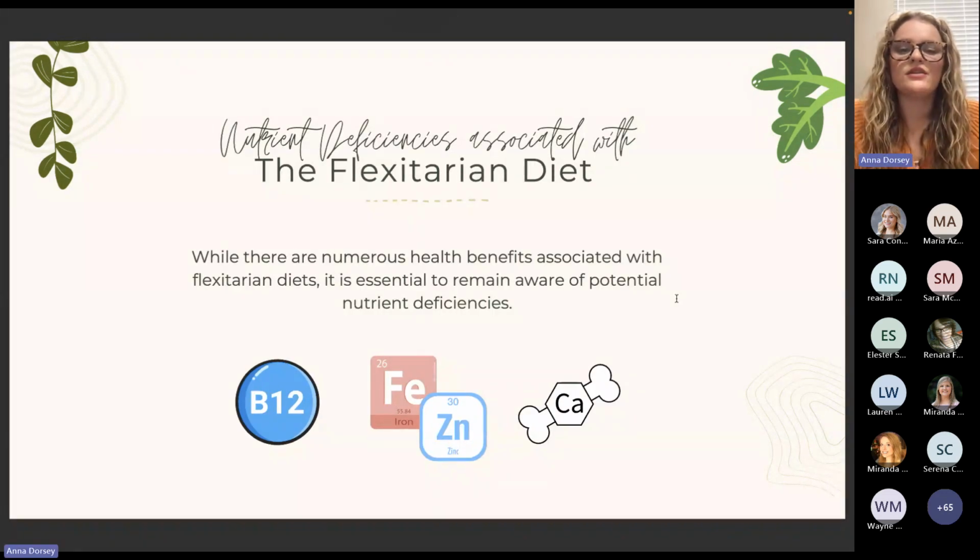So next we want to talk about some nutrient deficiencies that are associated with the flexitarian diet. We've talked about all these health benefits associated with an increase in vegetables and fruits and legumes and whole grains. But we also want to mention that there are a few nutrient deficiencies that people who eat a really plant-forward diet can sometimes develop. We just want you to be aware of these things. It's nothing to be fearful of. It's just something to keep in mind as you think about implementing the flexitarian diet.